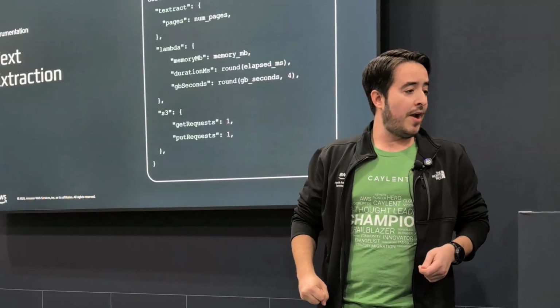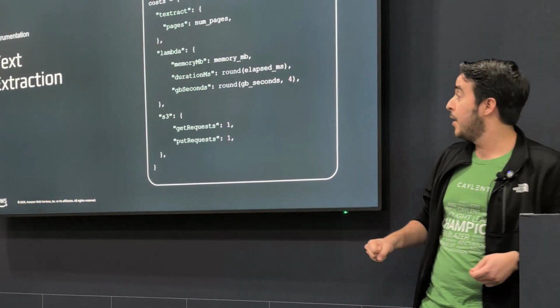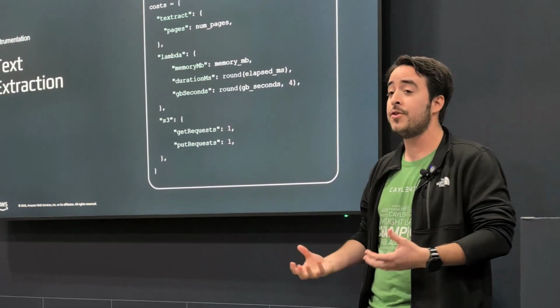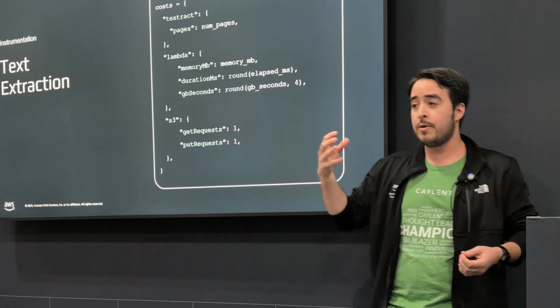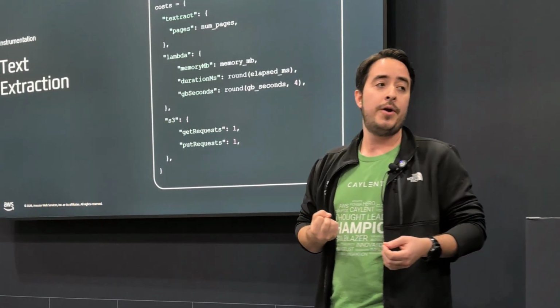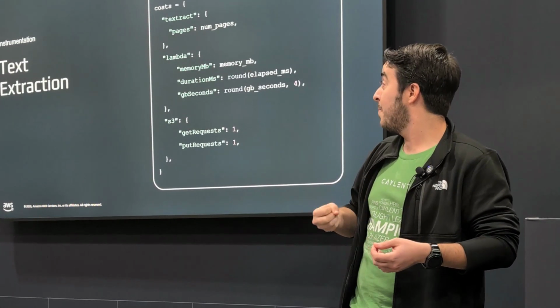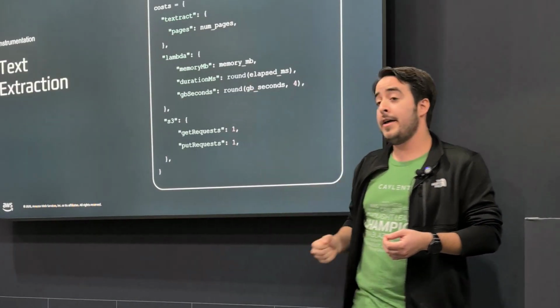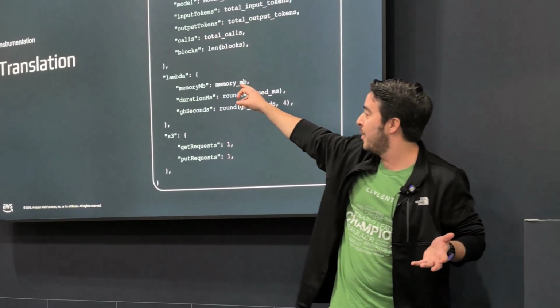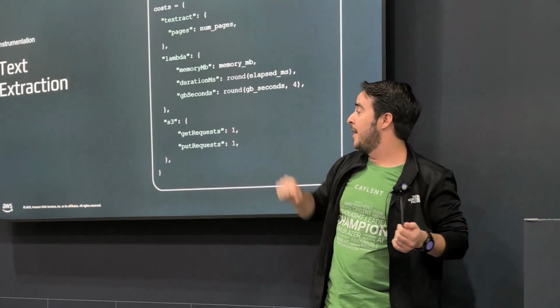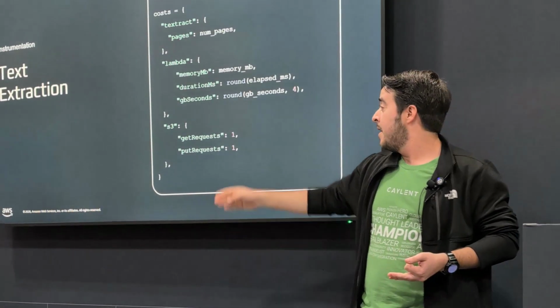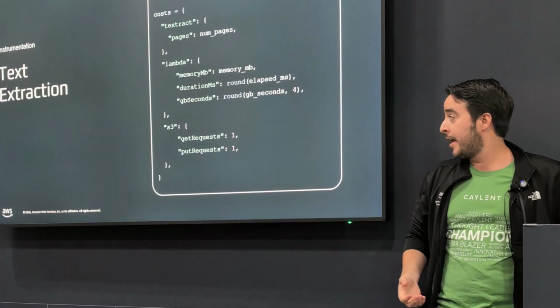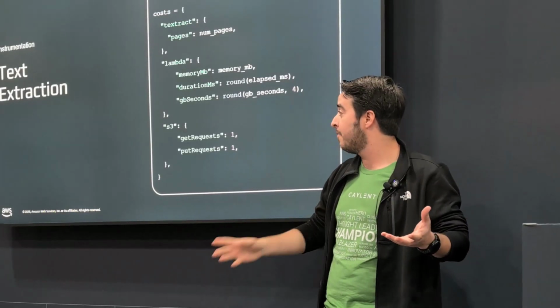Then on the text extraction side, it's the Lambda function. This one is using Textract. Textract charges you by number of pages, so we're capturing how many pages were put through Textract, which is what it charges you by, right? Then the Lambda function charges you by memory and duration, and S3 by the API calls that it makes. So we're capturing that information.